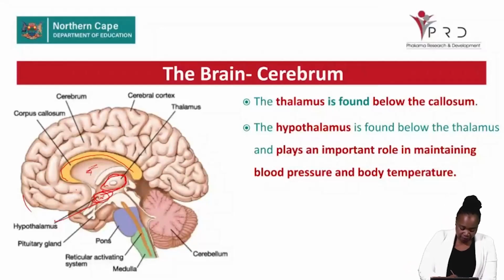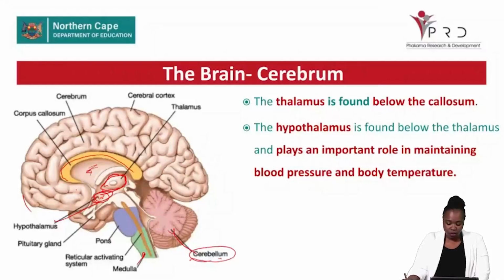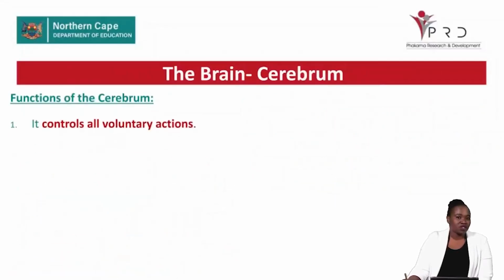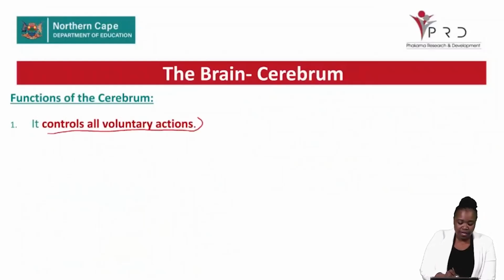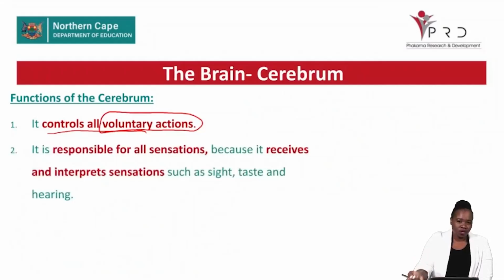So there we have the medulla, as we have seen previously, and we have the cerebellum, which is right underneath the cerebrum. Okay, now let's have a look at the functions of the cerebrum. The cerebrum controls voluntary actions. We just spoke about voluntary actions, and we said these are actions that you'd have to think about before you do them. So you think and you decide that you are going to actually carry on with those type of actions, right?